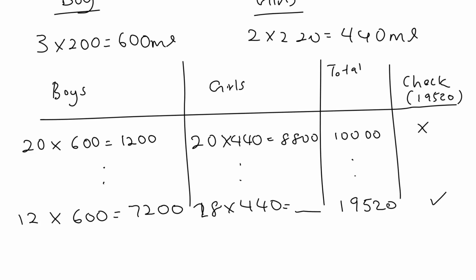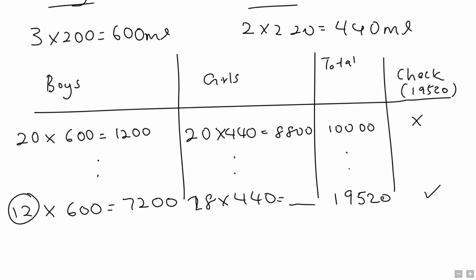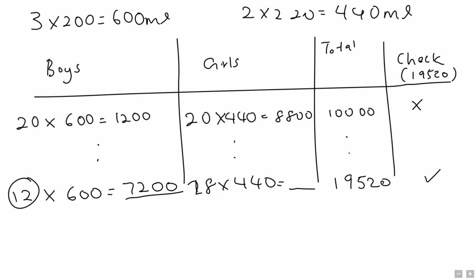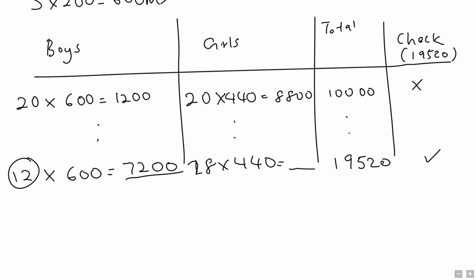Okay. So they're asking how many boys. It's a total of 12 boys. How many liters did they drink in total? 7,200. This is in milliliters, so we want to change it to liters. Small to big, divided by 1,000. Answer 7.2. Okay, so that's for question 17.